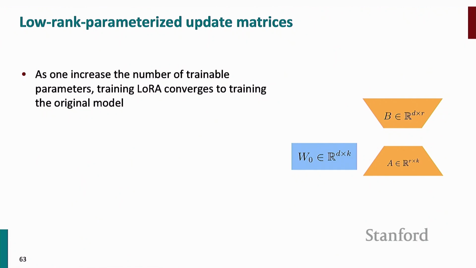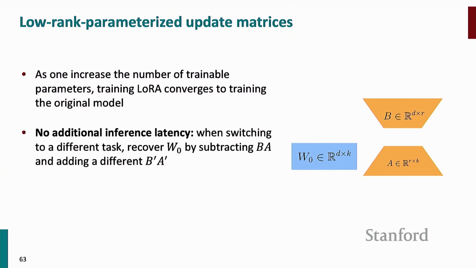And then sort of the other thing to note about this is since I'm representing updates as this product B times A, as I increase R, that's going to converge towards full fine-tuning, right? So you kind of have the slider that you can use to control how much fine-tuning you want to do, essentially. And then the other important thing is inference latency.